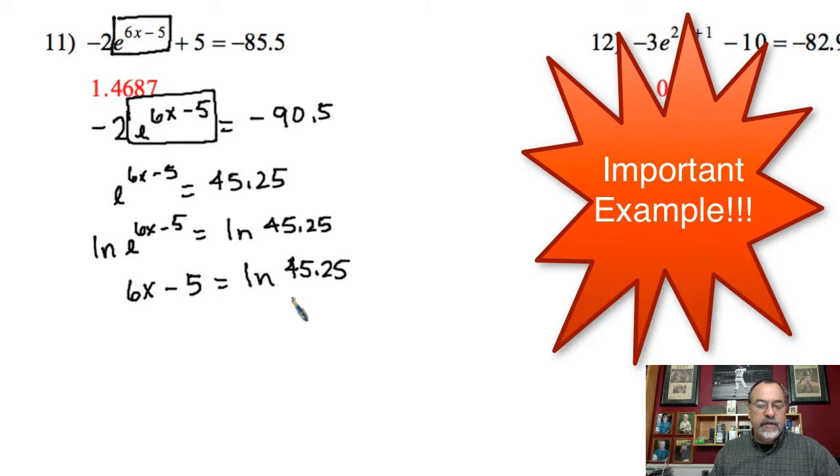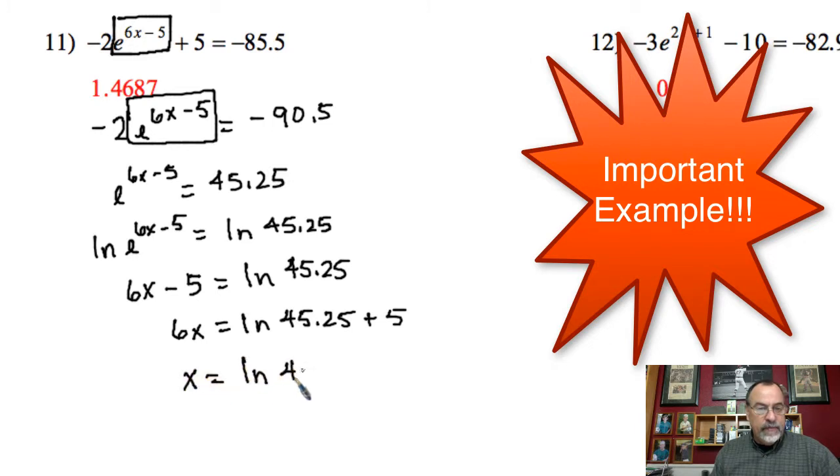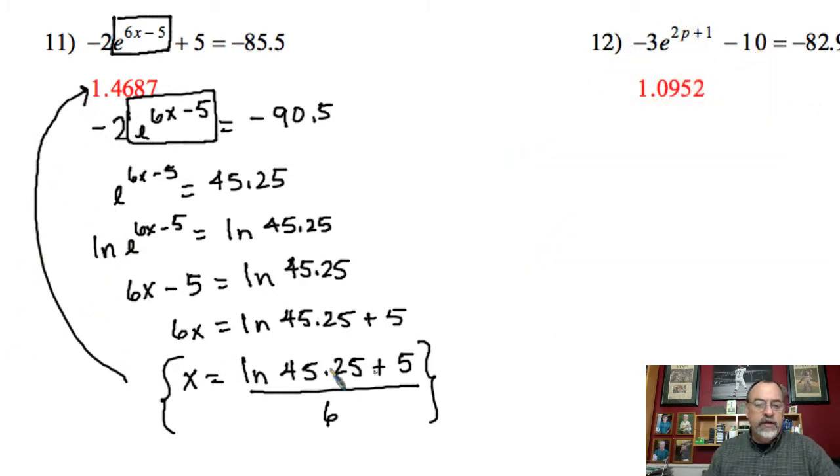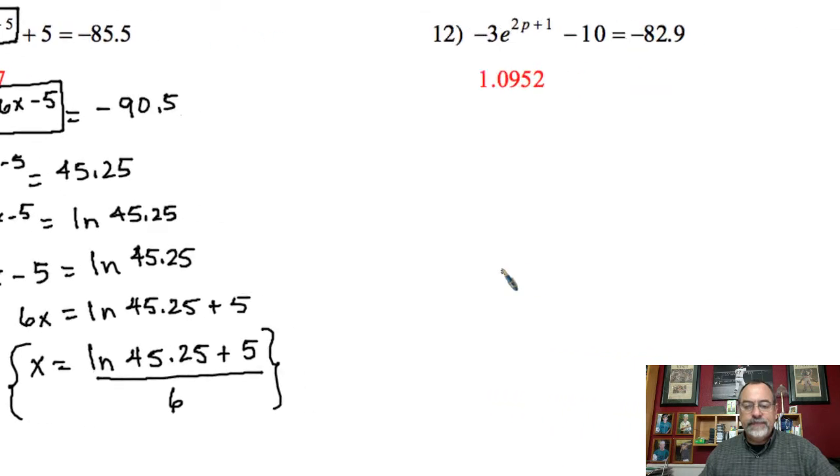And again, don't be calculating this here because it's going to be an estimated number. It's going to be off if we do it here. So now here's the term with the variable. So we're going to isolate that by adding 5. So the natural log of 45.25 is going to be added to by 5. And then we're going to divide this whole side by 6. So the natural log of 45.25, we're going to add 5 to it, and then we're going to divide by 6. So this would be my exact answer, and if we calculate that, that does come out to be this number here.